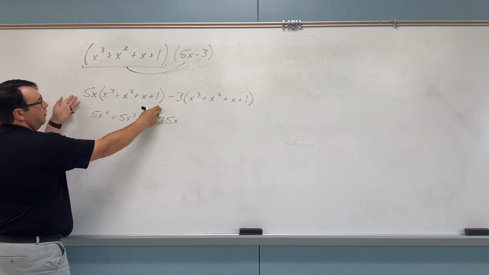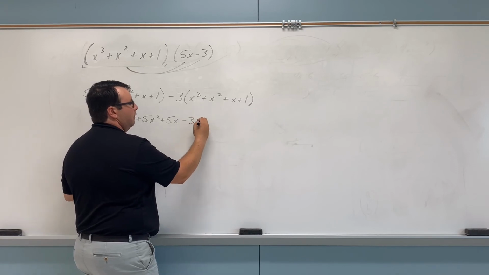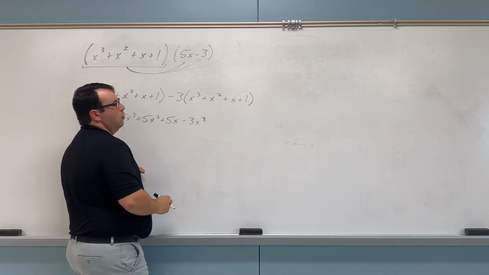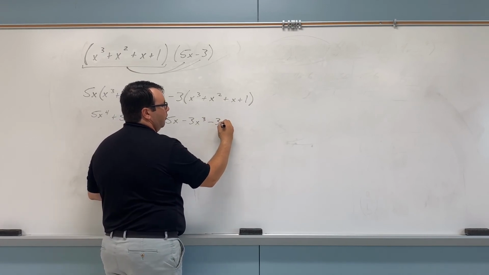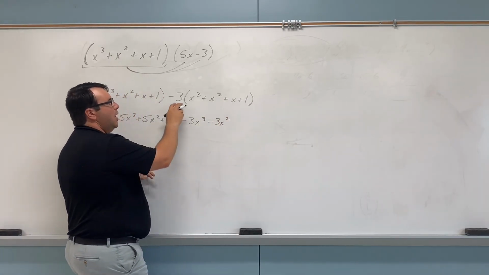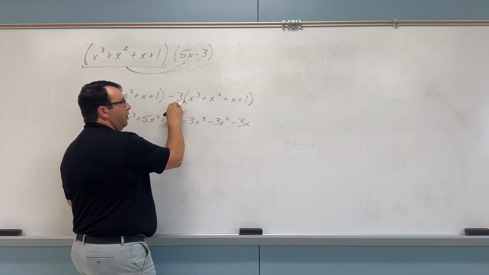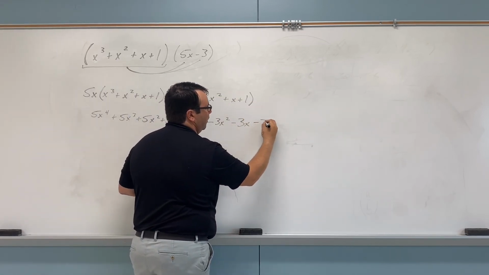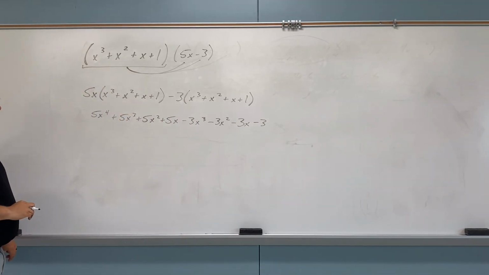That finishes the first part. The next part, I have a negative 3 times x cubed is negative 3x cubed. Negative 3 times x squared, negative 3x squared. Negative 3 times x is a negative 3x. Negative 3 times 1 is a negative 3. Combine your like terms at this point.